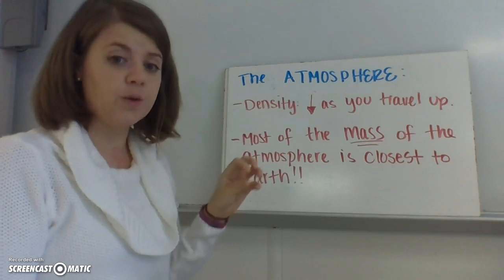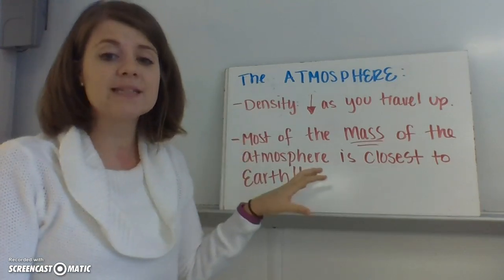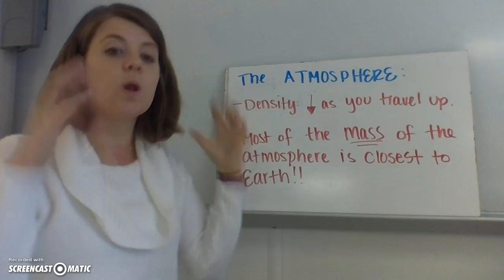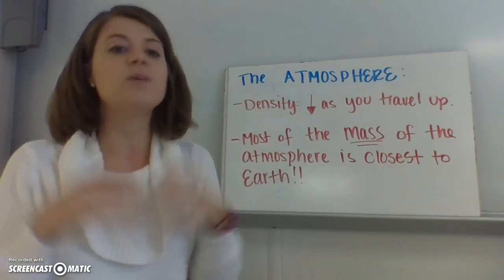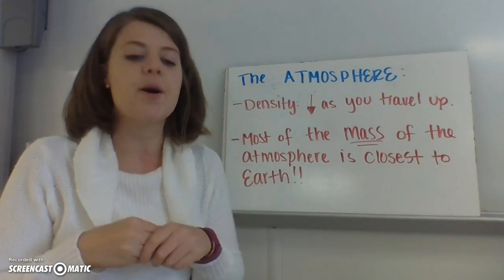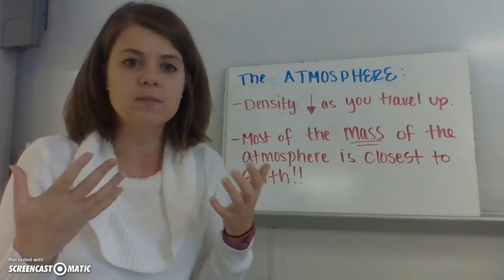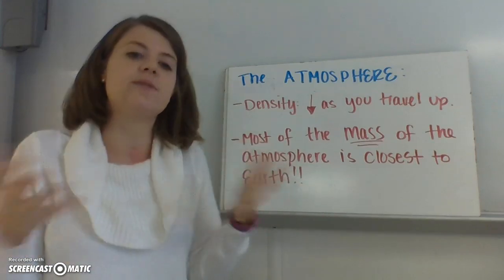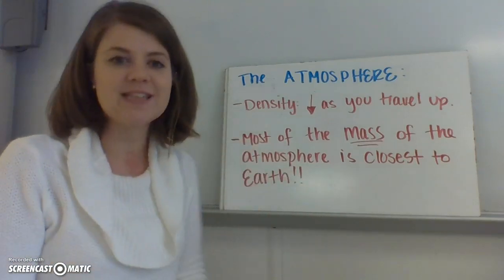which we can conclude that most of our mass in the atmosphere is closest here to Earth, all right, which is good, right, because we want the gases, we want some of that stuff, because what do we need? We need oxygen. We need these different gases, and we're going to talk about that in just a second.